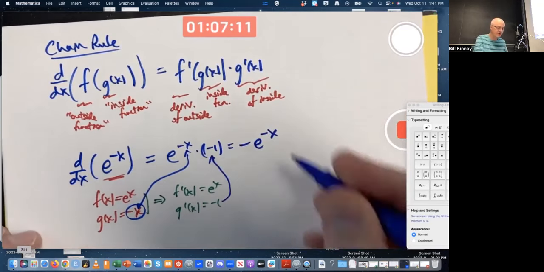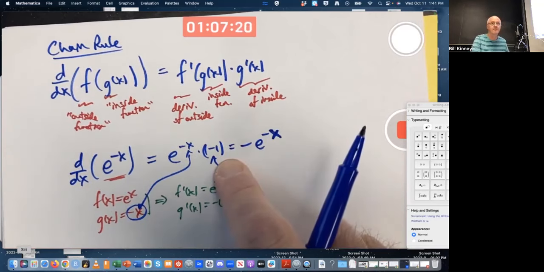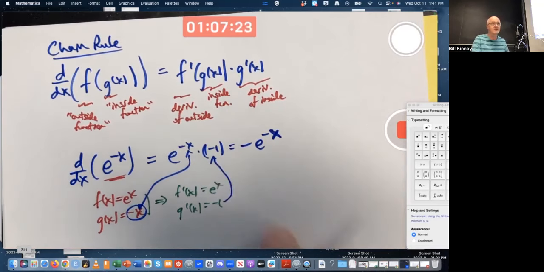And remember, when we differentiated e to the negative x before, we had a natural log of e to the -1, which was -1. That's where that -1 comes from. This is a much better way to do it, though.